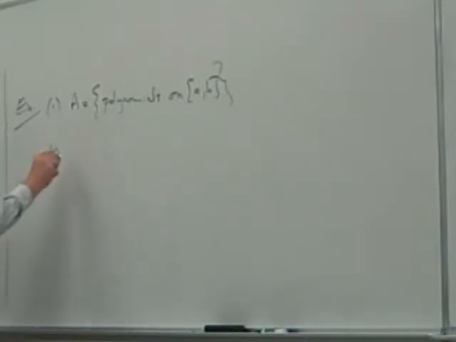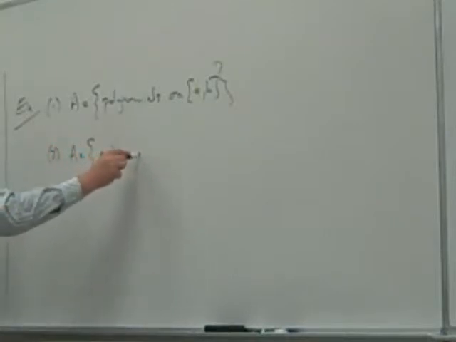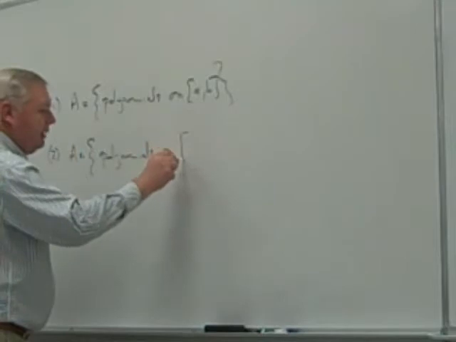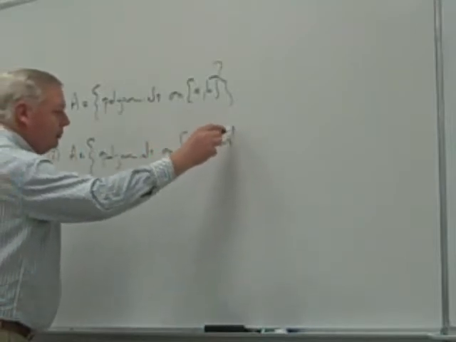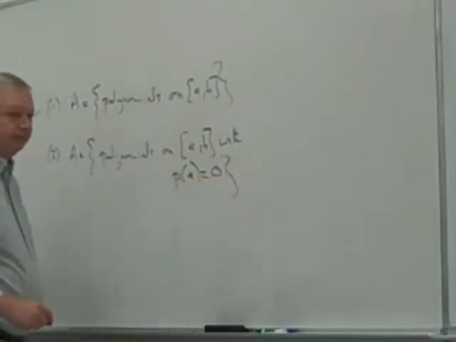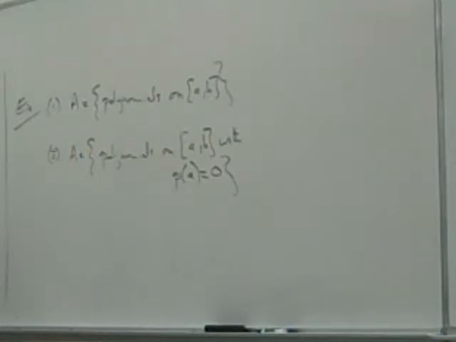Secondly, A is a set of polynomials on [a, b] so that the value at a is equal to 0. Now the reason that's an algebra, you just have to check. First of all, when you add, scalar multiply, and take the product, you get another polynomial. You just have to check that its value at a is always 0.